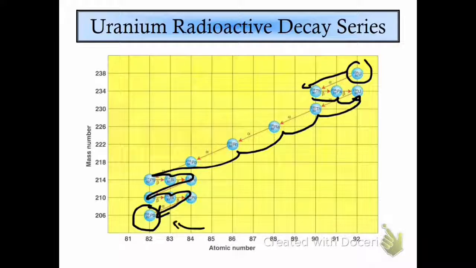So this is lead. And lead is actually a very common element for radioactive things to settle at. It's a stable isotope, and it's kind of the heaviest one. And that's your introduction to radioactive decay.